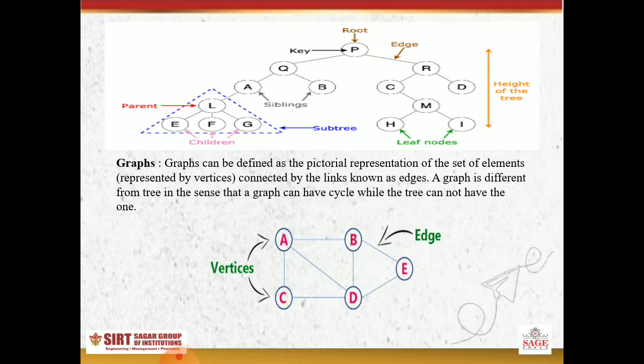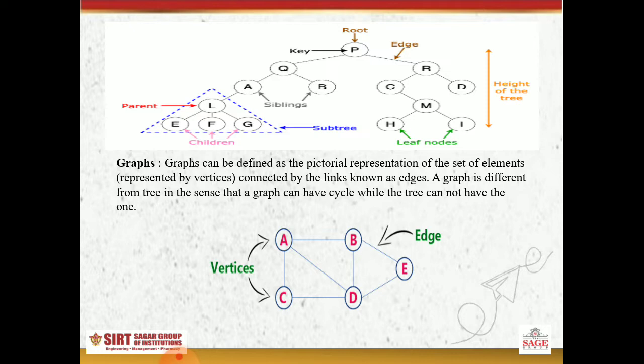Now the next non-linear data structure is graph. Graph can be defined as the pictorial representation of the set of elements connected by links known as edges. A graph is different from the tree in the sense that a graph can have a cycle while the tree cannot have one. This is also an example of graph.